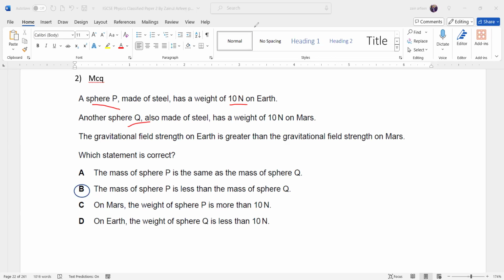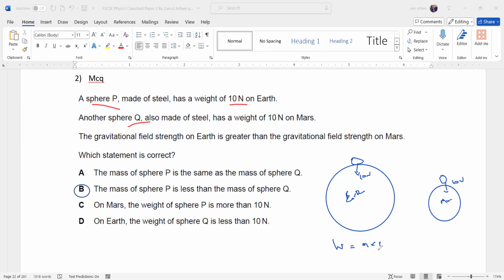Look, we have two objects. One is on the Earth, another one is on Mars. And the two objects have the same weight. The weight on Earth is 10 newtons and weight on Mars is also 10 newtons. So when we compare, because weight is mass times the gravity, okay? This is sphere P and this one is sphere Q. Both have the same weight and weight is mass times the gravity.